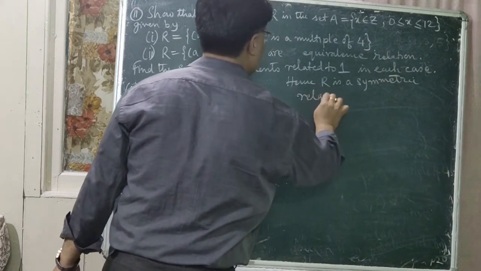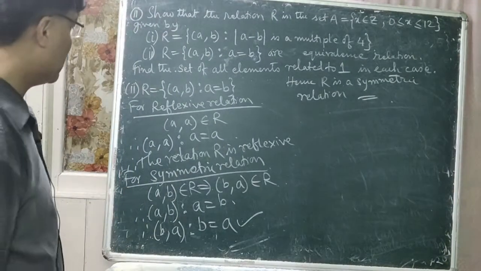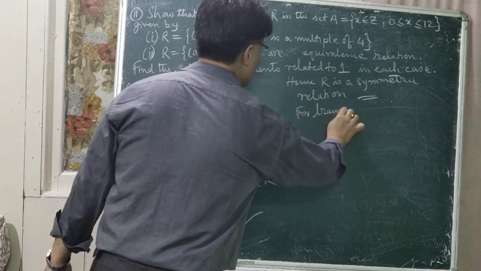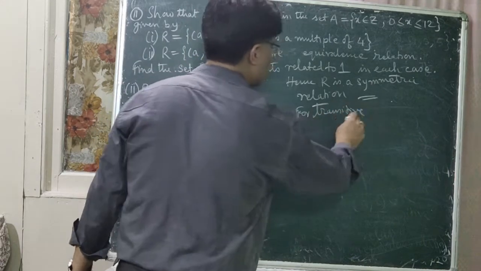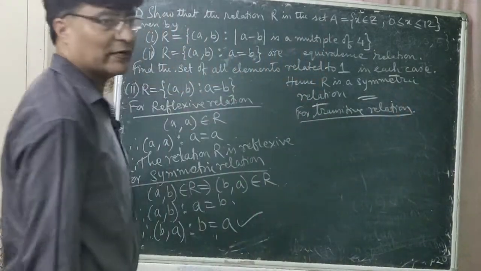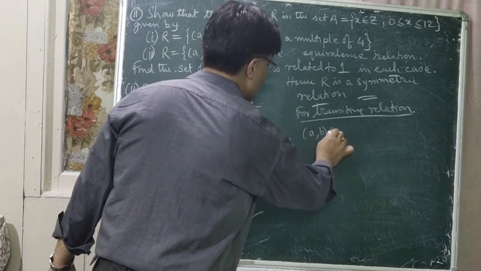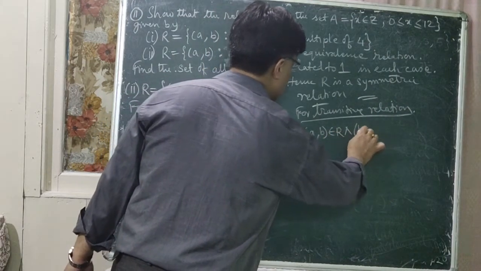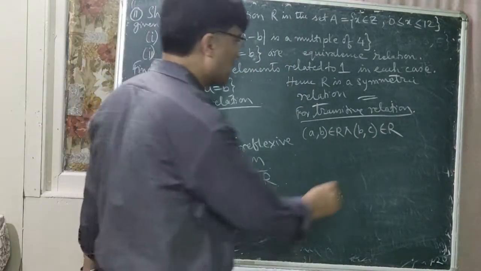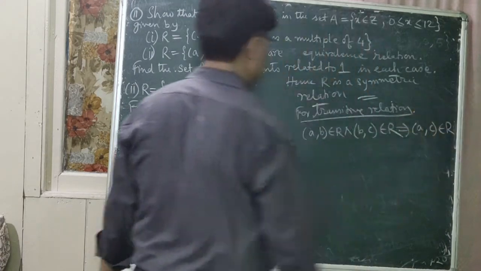Hence R is a symmetric relation. Okay. Now transitive relation. For transitive relation, what can you write? A comma B belongs to the relation R and B comma C belongs to the relation R implies that A comma C belongs to the relation R.